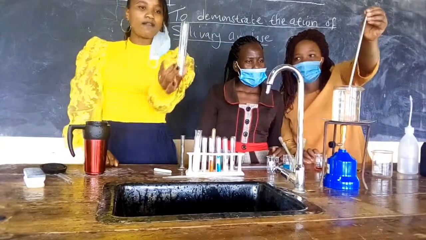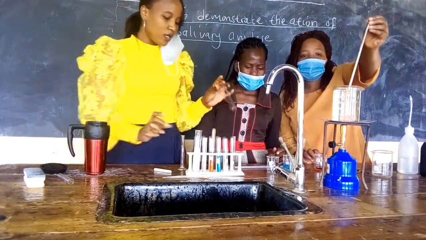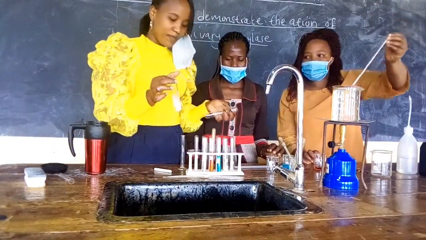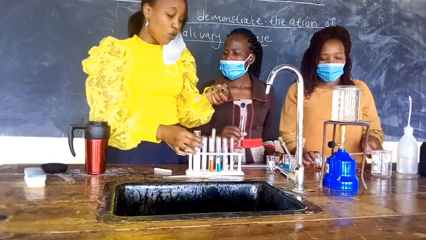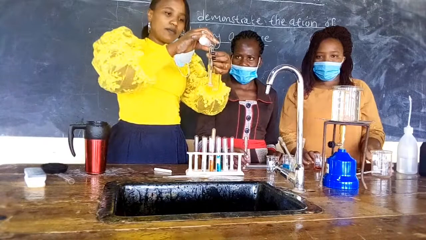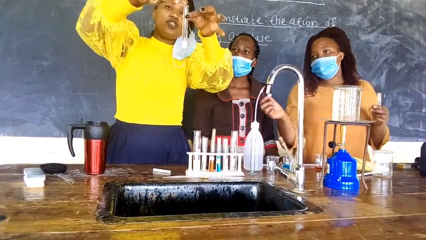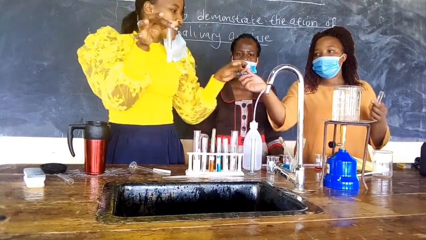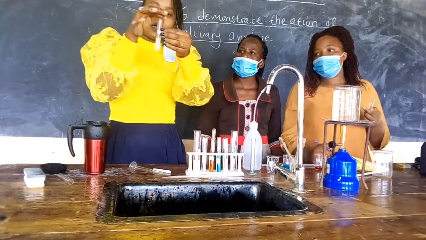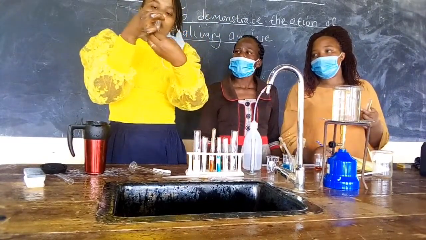So we are taking a very clean boiling tube. Then we put around how many ml? Maybe we can have 2. We can work with 2 or 3. Doesn't matter. I am going to add distilled water there. So this one is our control experiment.